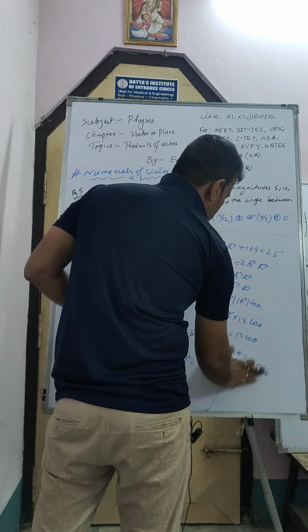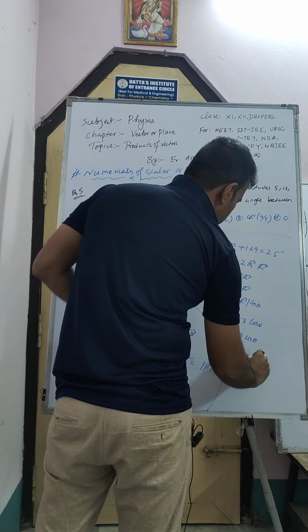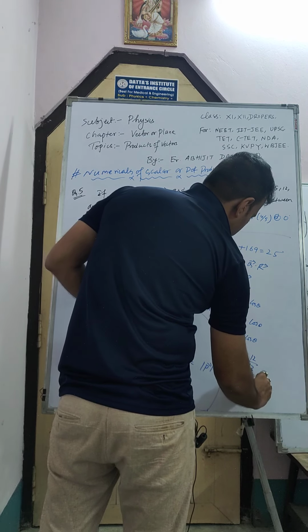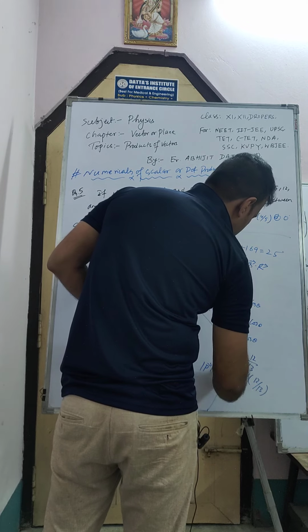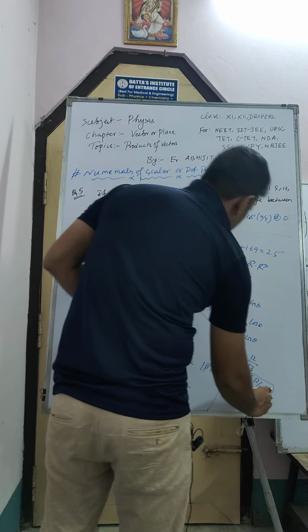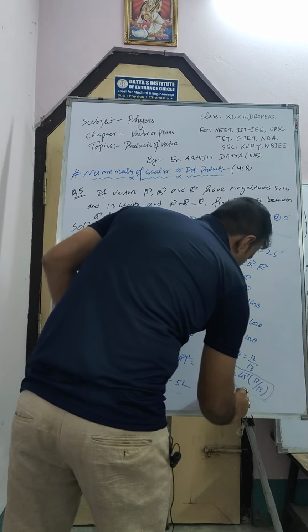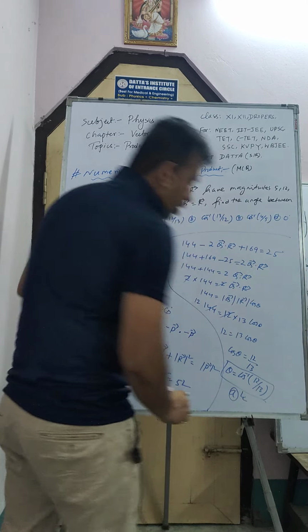Sorry, cos theta equal to 12 by 13. So theta equal to cos inverse 12 by 13. Which option is correct, sir? Option 12 by 13, that is option A is correct. Option A is correct, isn't it?